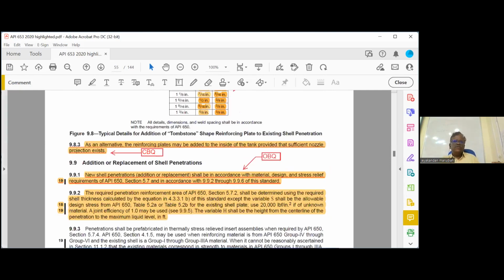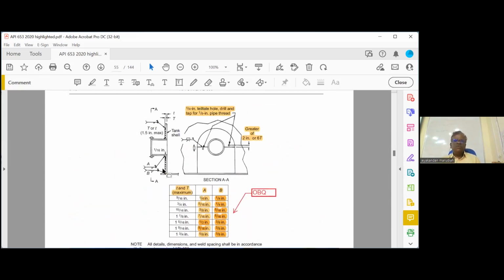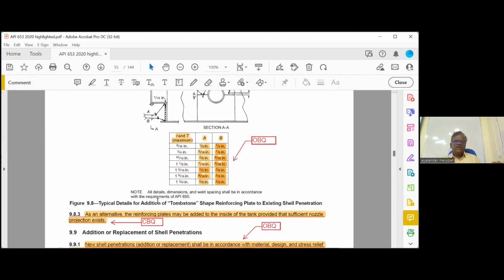Then next one, 983. To avoid this type of problem, you can order a reinforcement plate inside the shell also, provided the nozzle has an extension inside. Suppose the nozzle has an inside extension, the reinforcement plate may be provided inside also. So highlight this one: as an alternative, the reinforcement may be added to the inside of the tank provided sufficient nozzle projection exists. That is a closed book question.